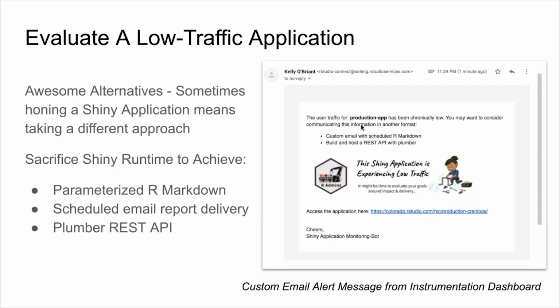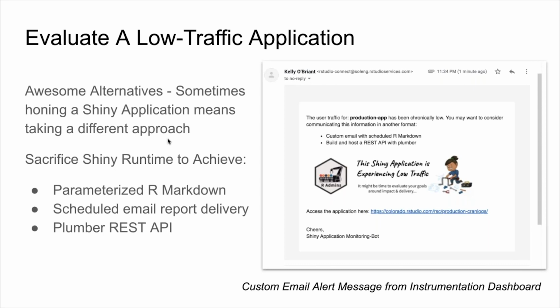And so thinking about tailoring the experience to your audience is a really important part of that whole process when you're evaluating whether what you put into production should continue to exist there. So some things you might want to consider to sacrifice Shiny runtime in order to achieve are, you can have that parameterized R Markdown that we've seen in previous webinars that gets scheduled, sends custom emails like this one to your management.